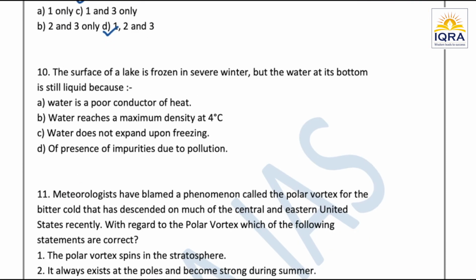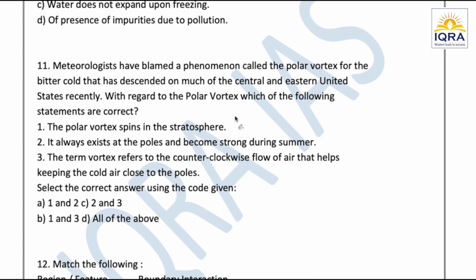ठीक है? Next question, question number 10. The surface of the lake is frozen in severe winter, but the water at its bottom is still liquid because, so iska reason hai because the water reaches a maximum density at 4 degrees Celsius. ठीक है? It's because water has got anomalous expansion and it starts expanding below 4 degrees Celsius. So when water freezes, it starts floating and it comes up to the surface, and hence liquid cold water remains below the layer of the ice surface, right? Hence option B becomes the correct answer here.